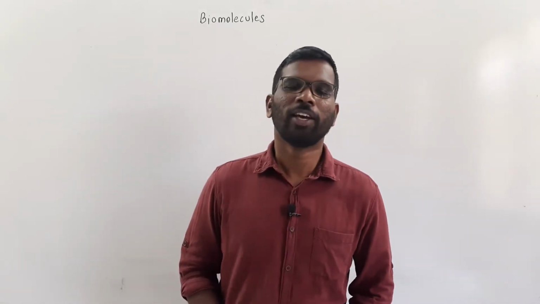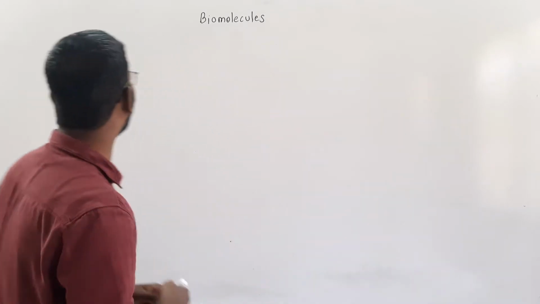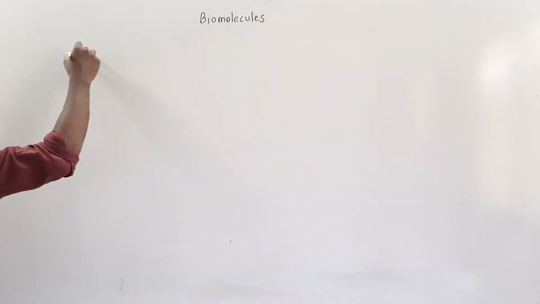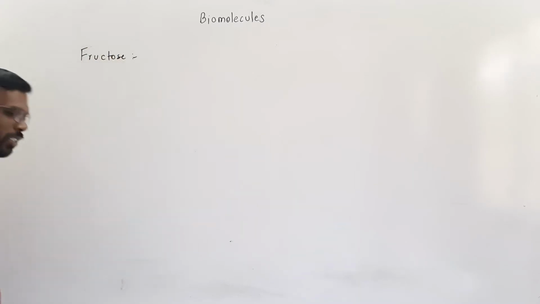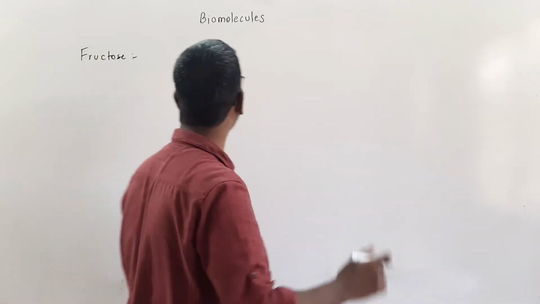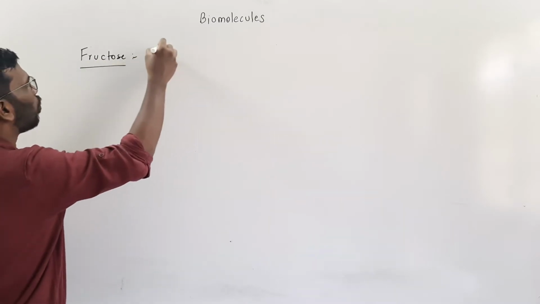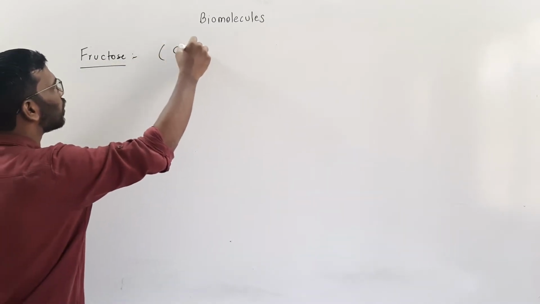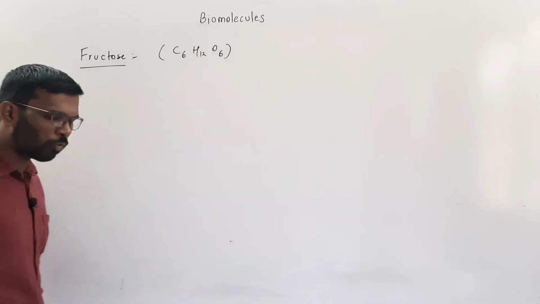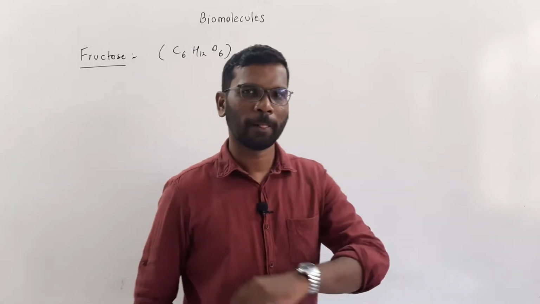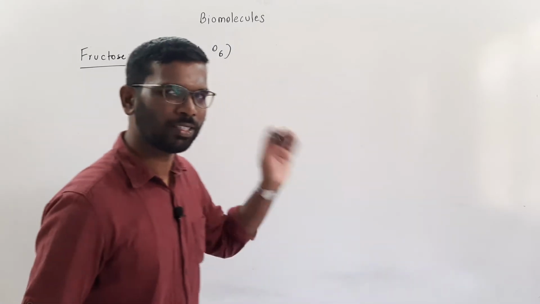Hello students, here we are going to learn about fructose. Fructose is an isomer of glucose. The molecular formula of fructose is the same, C6H12O6. The molecular formula of glucose and fructose is the same. Fructose is the isomer of glucose. Let us draw the structure.